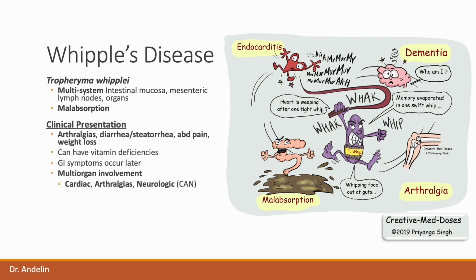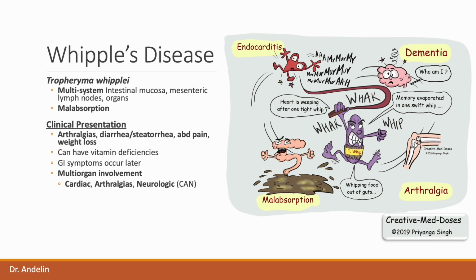The classic 4 cardinal manifestations of Whipple's disease are arthralgias, which can vary significantly, but often involve peripheral joints, including knees, wrists, and ankles. Chronic diarrhea, which classically is steatorrhea due to malabsorption. Colicky abdominal pain, and ultimately weight loss from malabsorption. Additionally, it can lead to vitamin deficiencies secondary to the malabsorption, as well as peripheral edema due to decreased albumin. Usually, GI symptoms present later in the course of the illness.